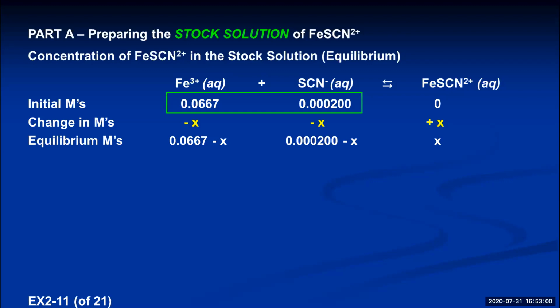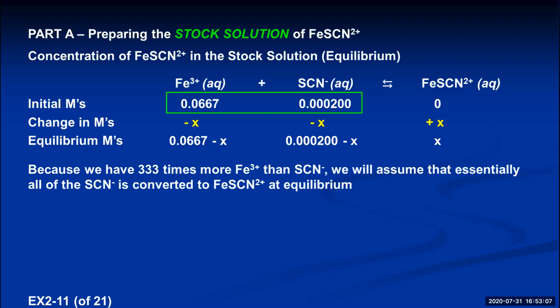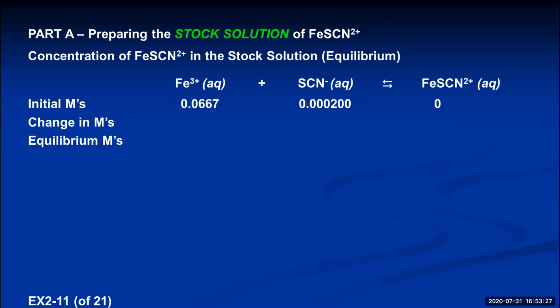0.0667 is way bigger than 0.000200. So we actually have 333 times more iron 3 ions than thiocyanate ions. Because it's such a discrepancy, we're going to make the assumption that essentially all of the thiocyanate gets reacted away into FeSCN. So I'm going to erase my bottom 2 lines in my ICE table, and I'm going to assume that approximately all of the SCN will react away because it's such a small amount.